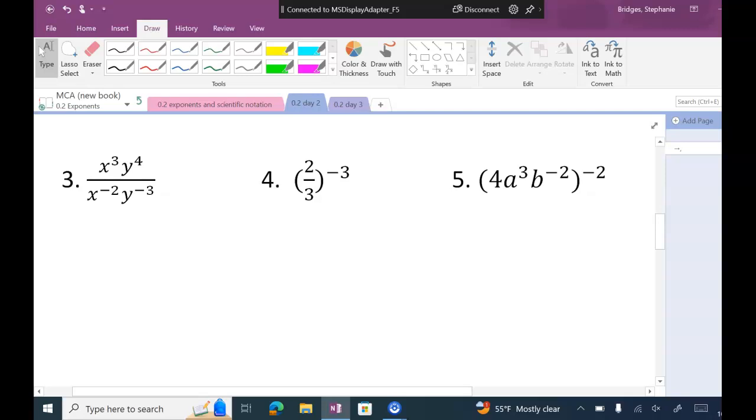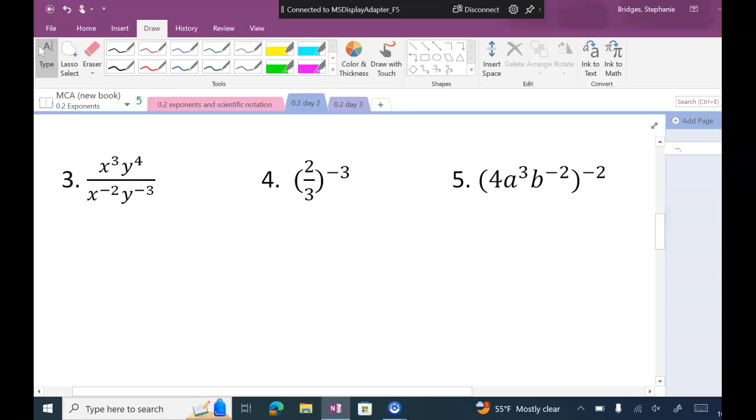x to the third, y to the fourth over x to the negative 2 and y to the negative 3. So here's my first question, and this is what I ask every time. Do I have parentheses with exponents on the outside that I need to deal with first? No. Then I'm going to say, do I have any negative exponents? Yes. So here's what we're going to do.